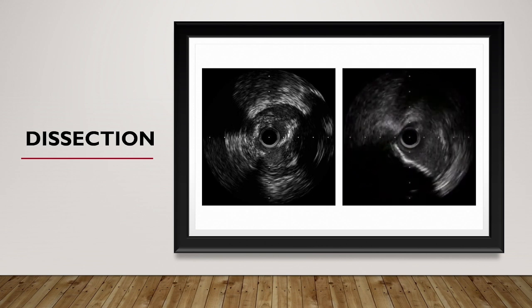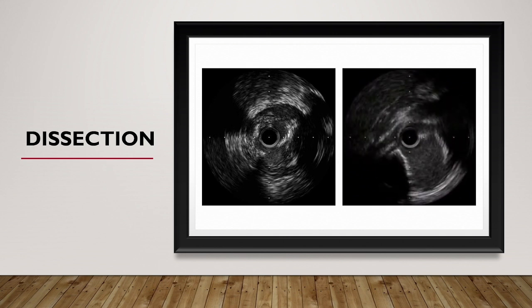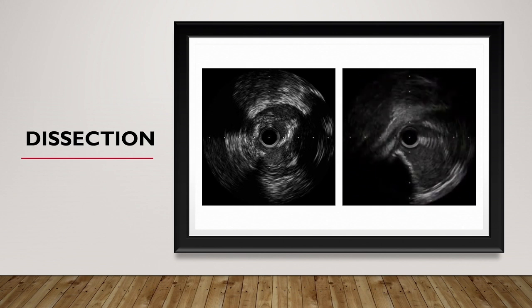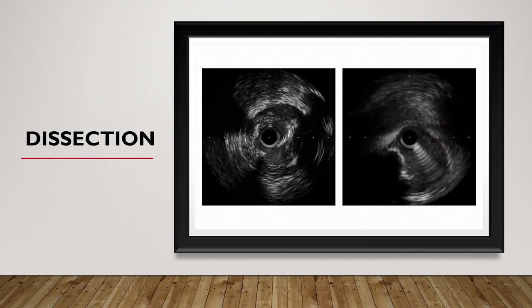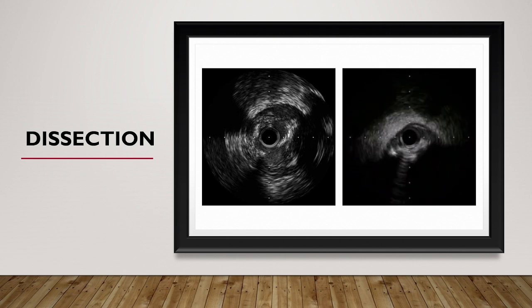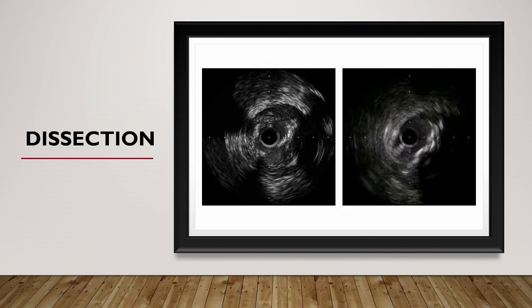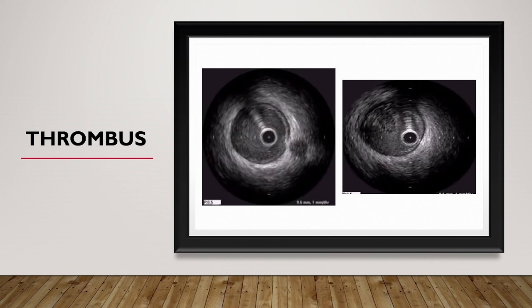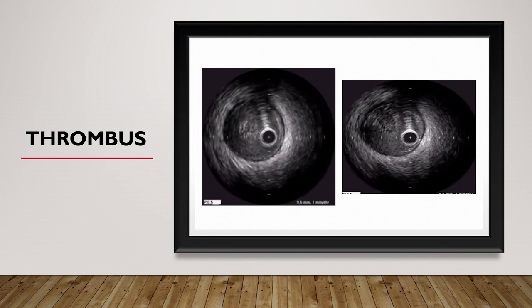The major dissection by definition is more than one quadrant of dissection extending into the media, TIMI 3 compromise, flow compromise, or there is a large hematoma involving a dissection, which are to be tackled and treated. Without recognizing this, your post-stent result may be a disaster, and the patient can land into acute stent thrombosis or a chronic stent failure.